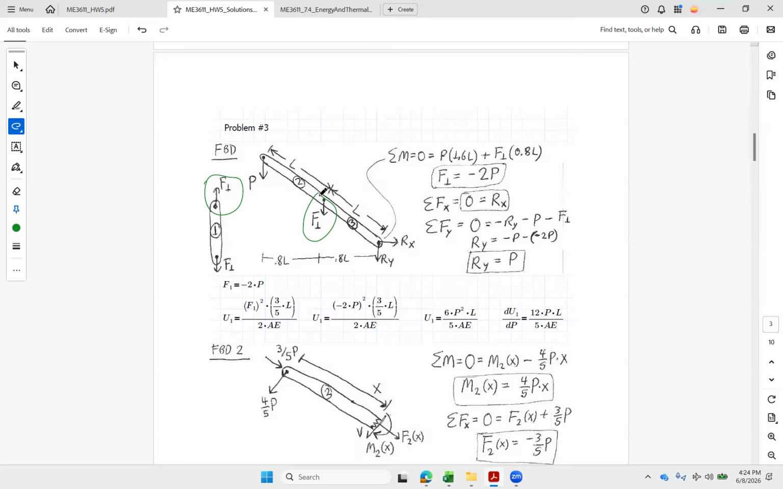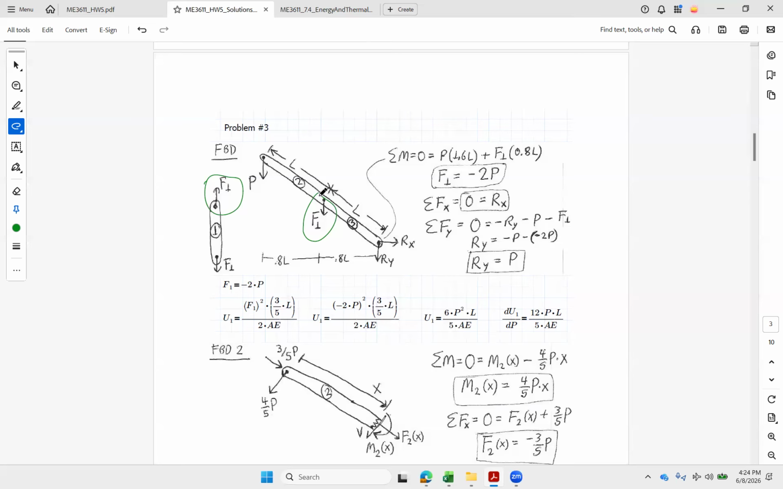And then we just need the energy for each one of these members. For the bar, it's pretty simple. We've got a constant axial force, so F squared times the length of the bar. Because of our triangle shape here and L on the diagonal, this is 3/5 of L, so we put that in for length, and over 2AE. Plug and chug a little bit there, and we get 6/5 P squared L over AE.